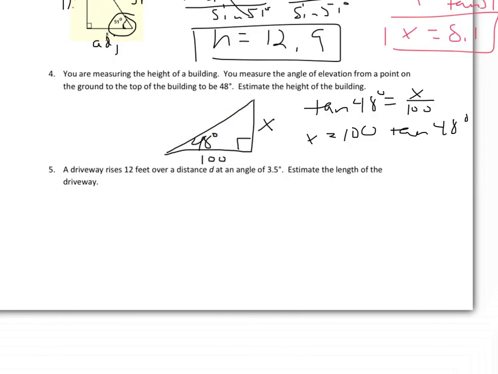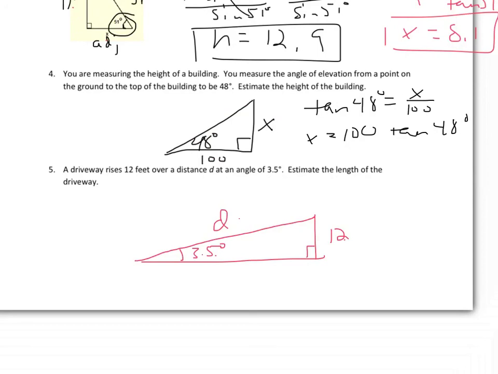Now the last one here, number 5. All right, we've got a driveway that rises 12 feet over a distance d at an angle of 3.5 degrees. So we got 3.5 here. There's our right angle. So it rises 12 feet. That means the elevation is 12 feet over a distance d. All right, we don't know what d is. So what do we have? We've got 3.5. We've got the opposite is 12, and the hypotenuse is d. We got to find that d.